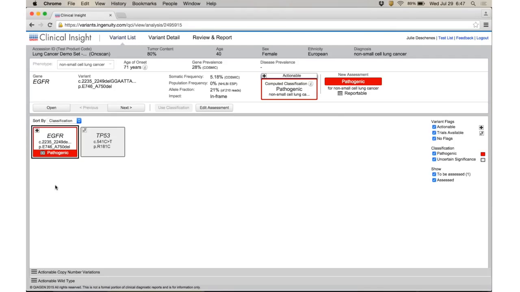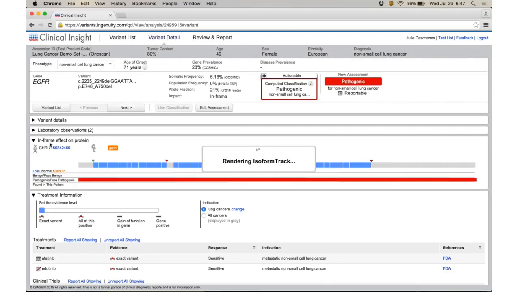Once you want to evaluate a variant and decide whether you report on it, it could be automatically done within this window, or you could also go and look at the variant details. And let's pretend that we do not know anything about EGFR and take a look at the detail of EGFR.